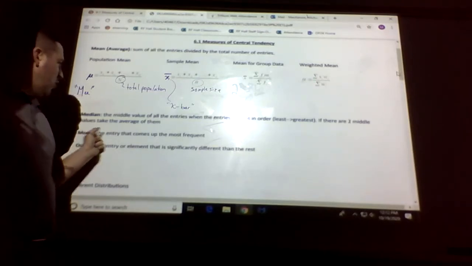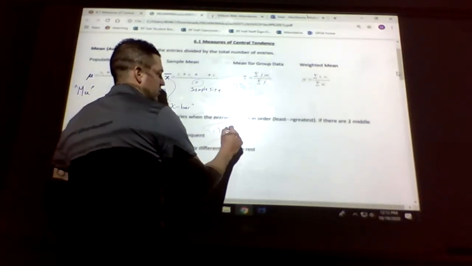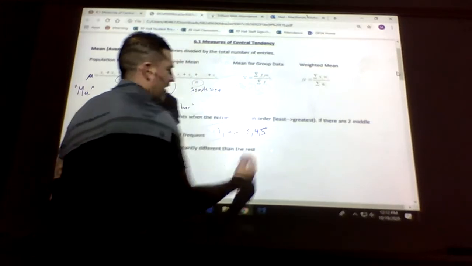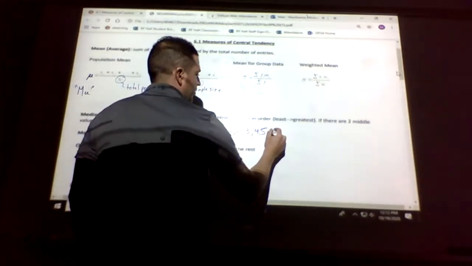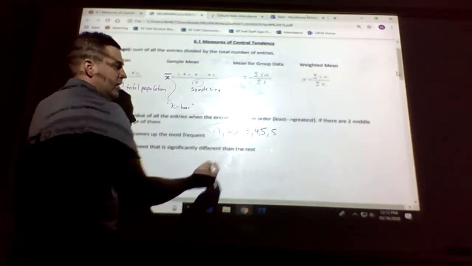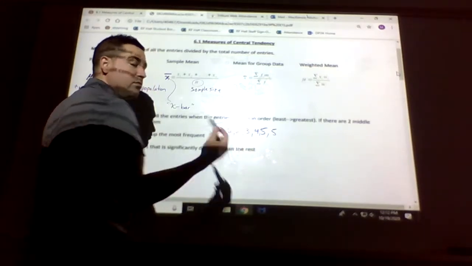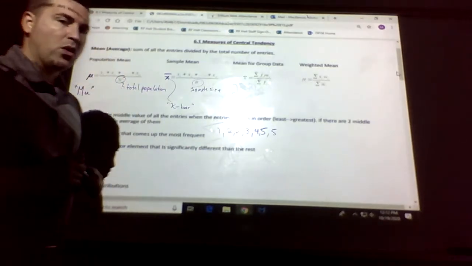Then, mode is the most frequent. For instance, we have 1, 2, 2, 3, 4, 5. These were my values. Mode is the most frequent, so this would be 2. It comes up twice. But if we had multiple numbers with 2, so we have 2 2s and 2 5s, then our mode would be 2 and 5. So it's possible to have more than one mode. If each number appears just once, there's no mode.